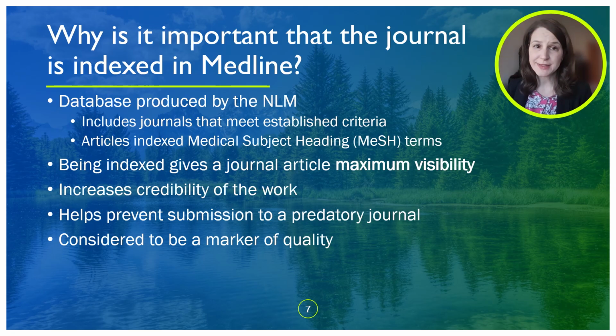You may be wondering, what's Medline and why is it important that a journal is indexed in it? Medline is a database produced by the National Library of Medicine and includes thousands of journals that meet specific criteria. Articles within those journals are indexed with MeSH terms. Being indexed in Medline gives an article maximum visibility, increases the credibility of the work, and can help prevent submission to a predatory journal. Indexed journals are generally considered to be of higher quality than non-indexed journals. Because of this, it's recommended that you submit your manuscript to a journal that is indexed in Medline.